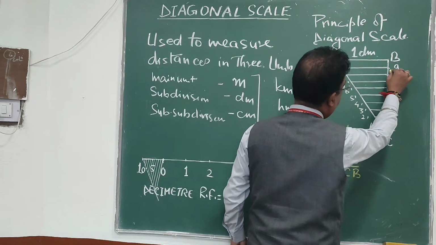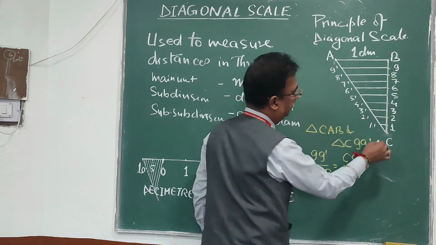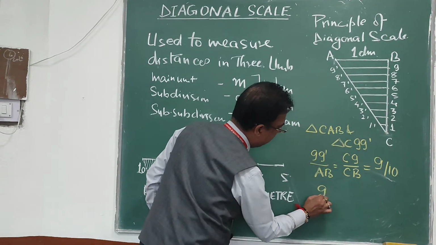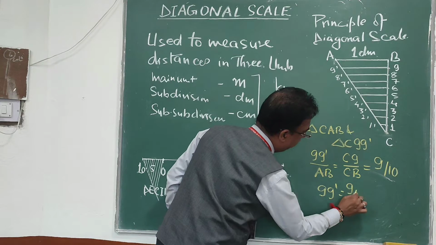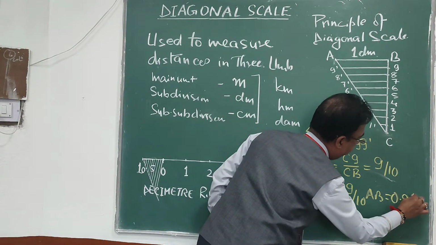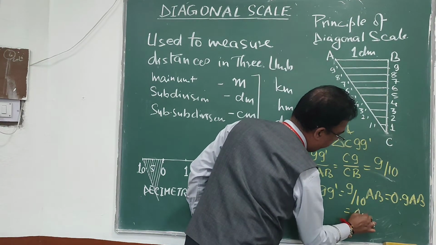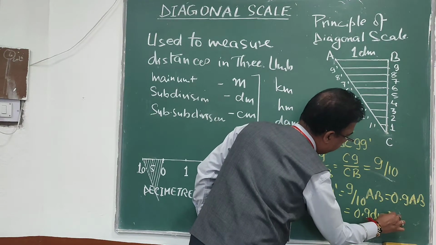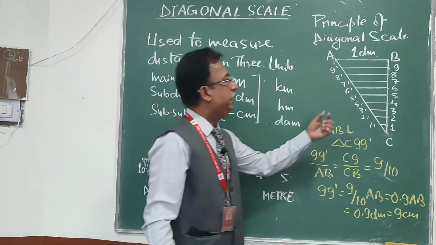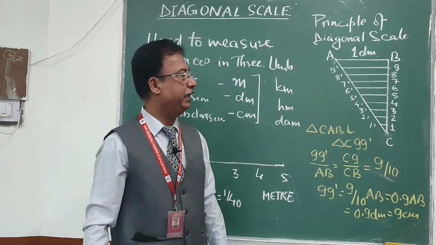The value of C9 upon CB will be, this is 9 parts and this is 10 parts. Actually we have started marking equal markings, so the ratio will be 9 upon 10. It means this 9 9 dash will be equal to 9 upon 10 AB, that is 0.9 AB. And if AB is 1 decimeter, then this will be 0.9 decimeter, or you can say 9 centimeter. So in this way we got a length shorter than 1 decimeter. Now that will be 9 centimeter length.